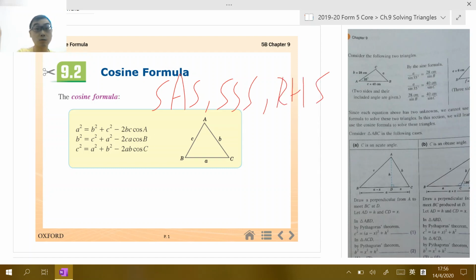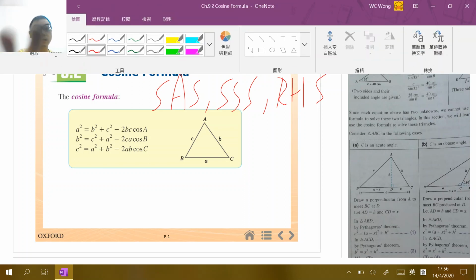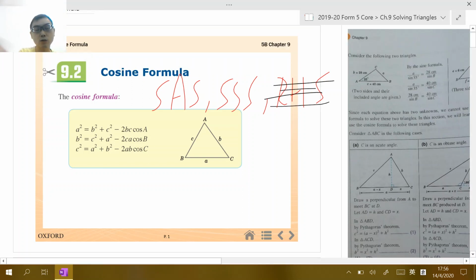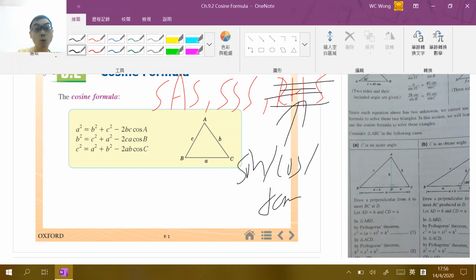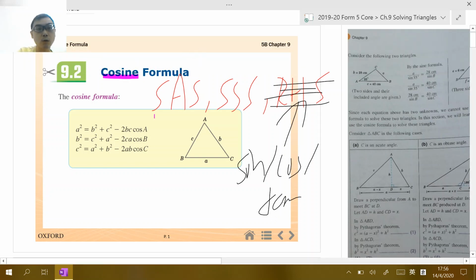You may also wonder whether RHS can be found. But actually for RHS you don't need to use the cosine formula or sine formula, because once you have the right angle triangle, you can simply use sine, cosine, tangent to solve the problem. So just ignore this one. But anyway, for the cosine formula we are dealing with SAS and SSS triangles. So this is what I would like to tell you first about the cosine formula.